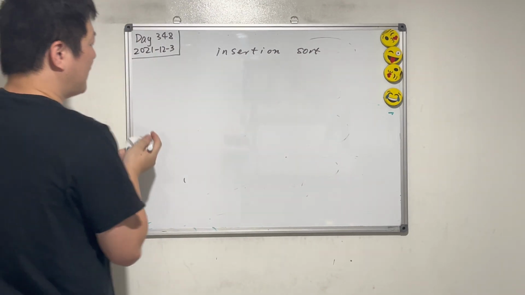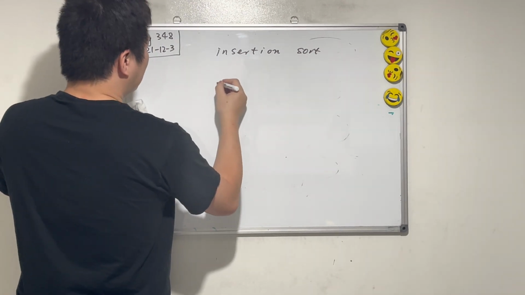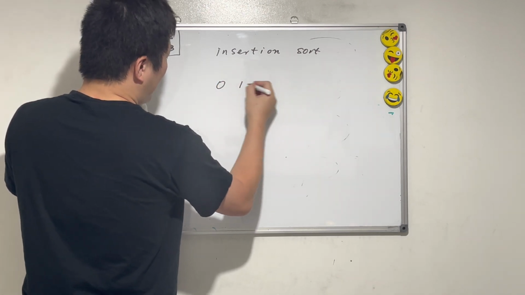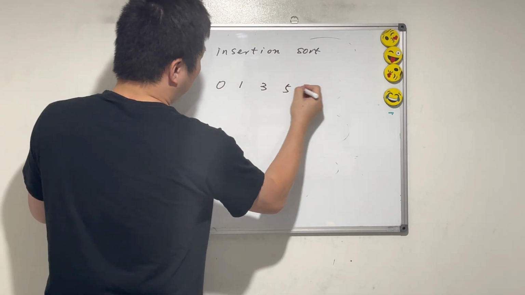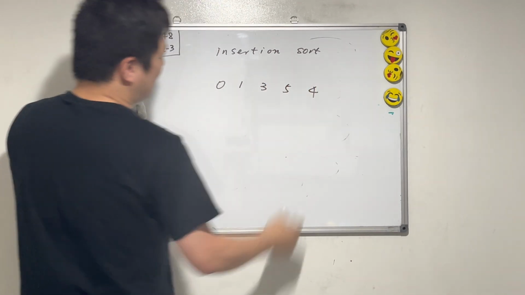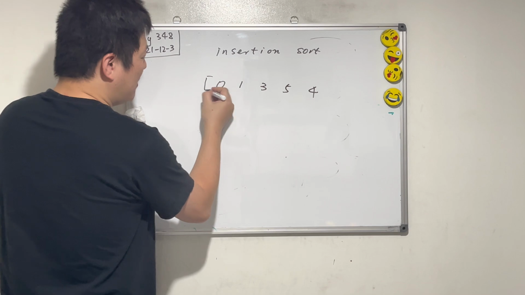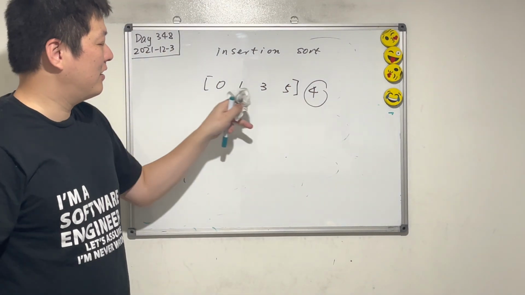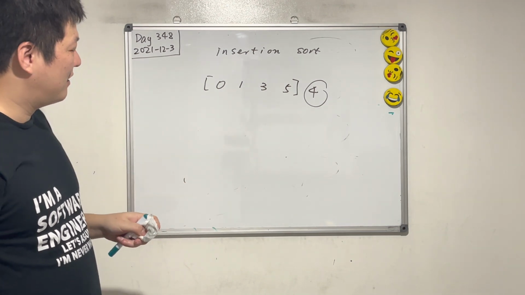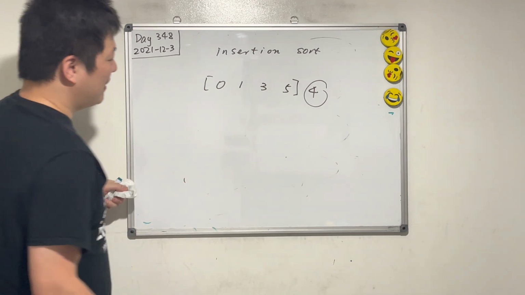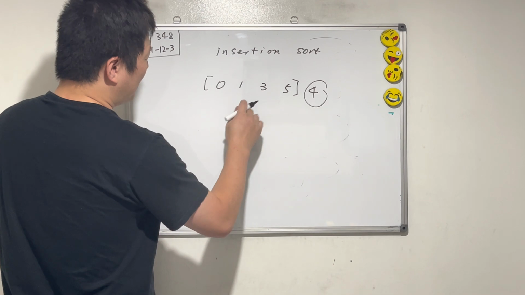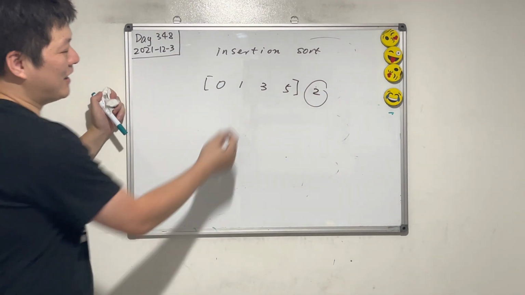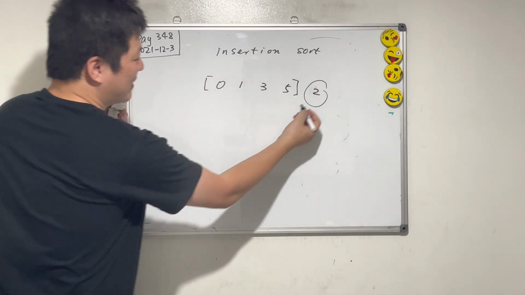Insertion sort, okay? Let's say 0, 1, 3, 5, 4, okay? Let's say. Now, I'm here. I want to put the 4. 4 before the 5. Yeah, before the 5. And after the 3. Maybe put a 2 here. I want to put a 2, okay? So it's in the middle, right? Yeah, so but how, look, how?